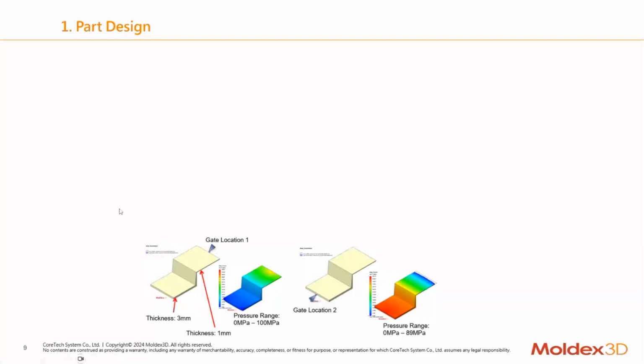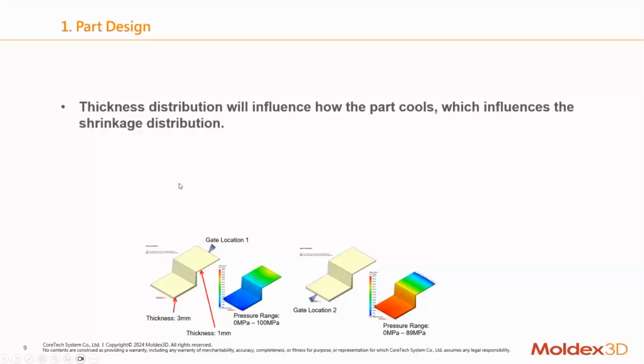Part design. In part design, thickness distribution plays a significant role, and we'll be looking at several factors that contribute to warpage under part design, primarily the thickness distribution, wall angles, and also the gate location.